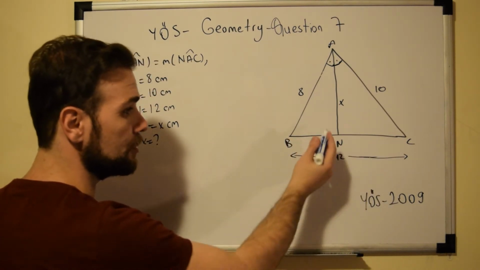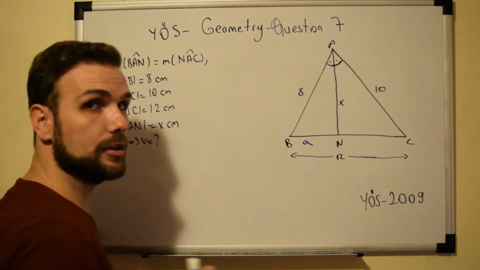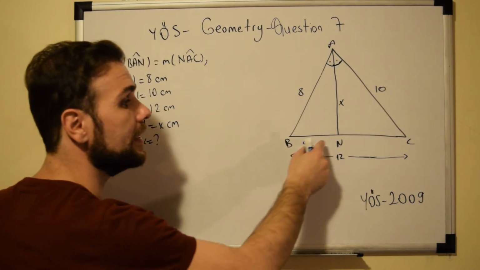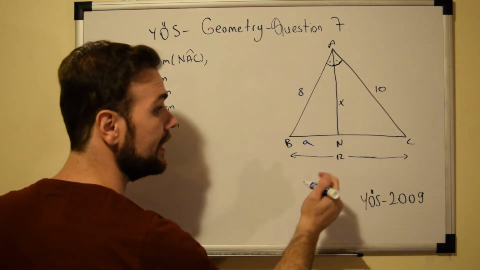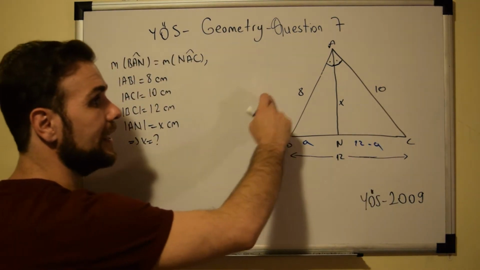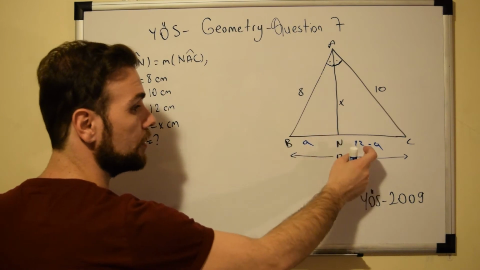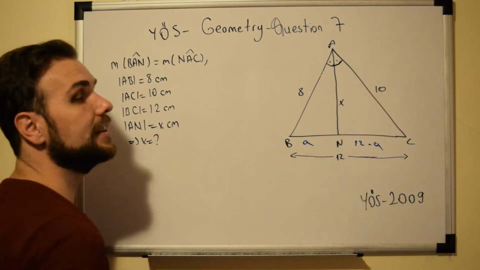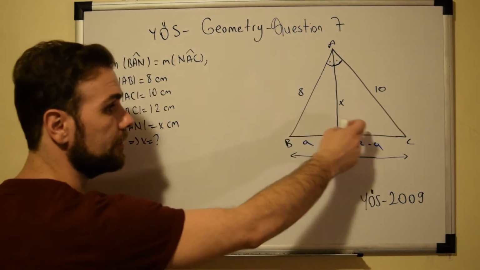What do we have here? So instead I will write A because I don't know the side. What will be the value of NC? It will be 12 minus A. So by applying this rule that 8 over 10 is equal to A over 12 minus A, I will find the value of A. So I will find the value of each side.